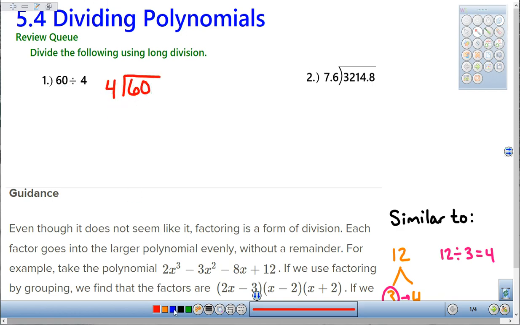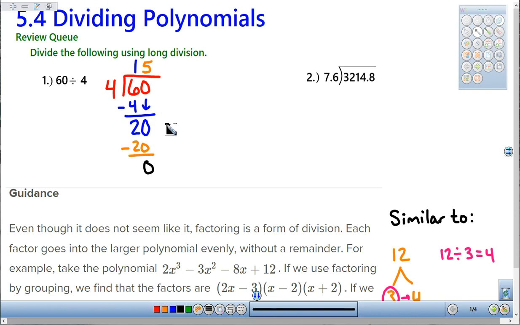60 divided by 4. The way I was taught is I'm assessing, can 4 go into 6? And if so, how many times? The answer to that would be 1. So I do 1 times 4, and then I subtract. 6 minus 4 is 2, and then I bring down the 0. So then I ask, does 4 go into 20? The answer to that is yes. How many times? 5. 5 times 4 is 20, and I subtract, and I wind up with 0.